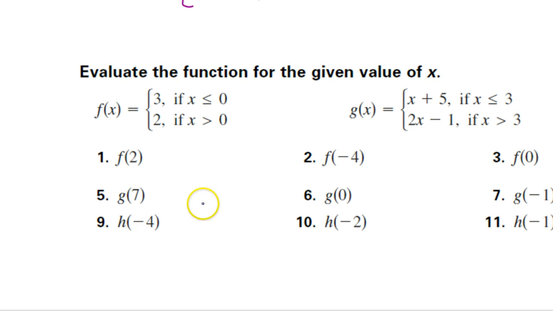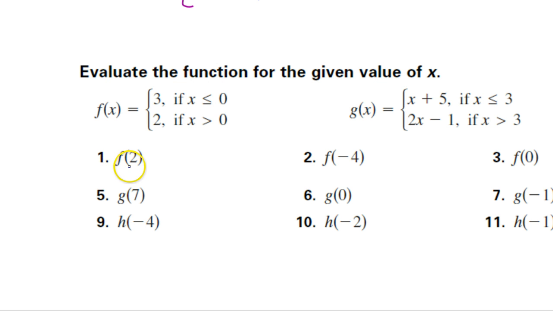In this video, we will practice how to evaluate a piecewise function at various values of x. So it's all about knowing whether we're going to use the top function or the bottom function. And that depends on the condition. For function f here, if the x value, the 2, the 7, the -4, is less than or equal to 0, then we'll use the top function. If the x value is greater than 0, then we'll use the bottom function. So look back.